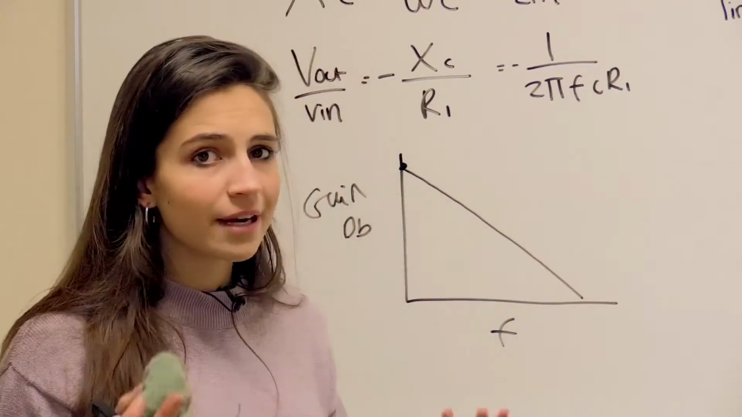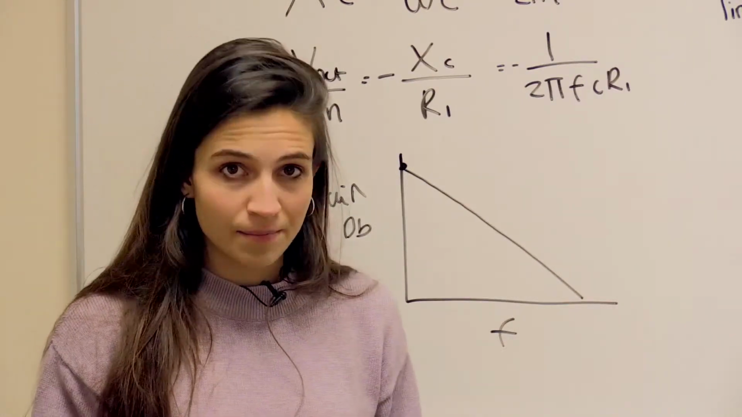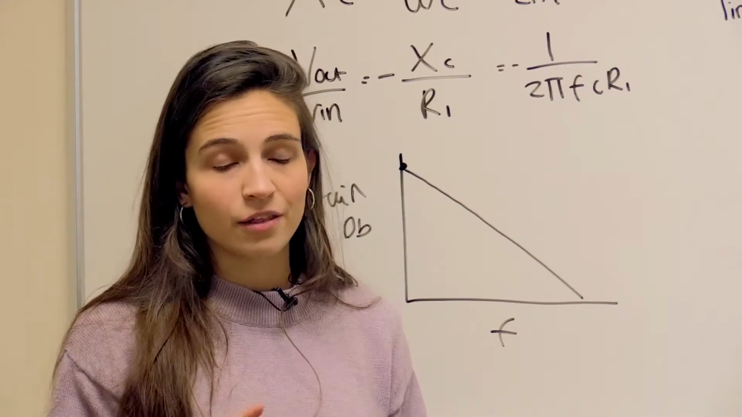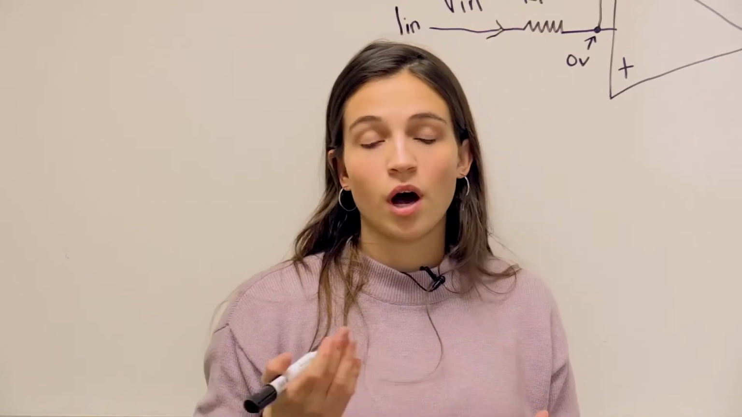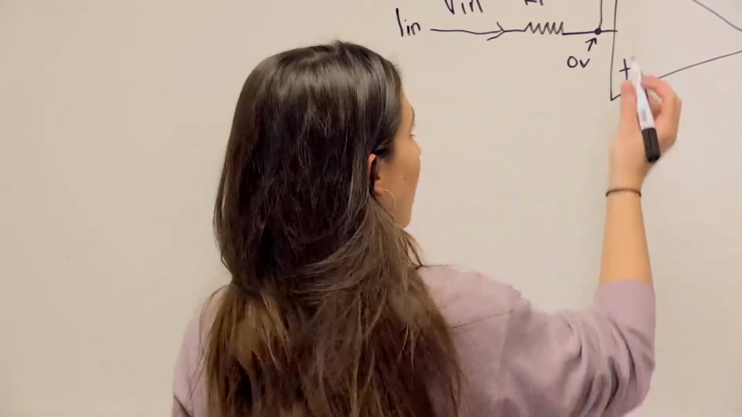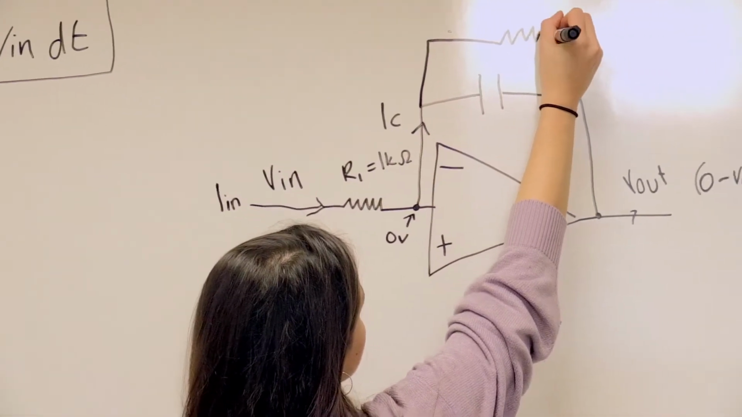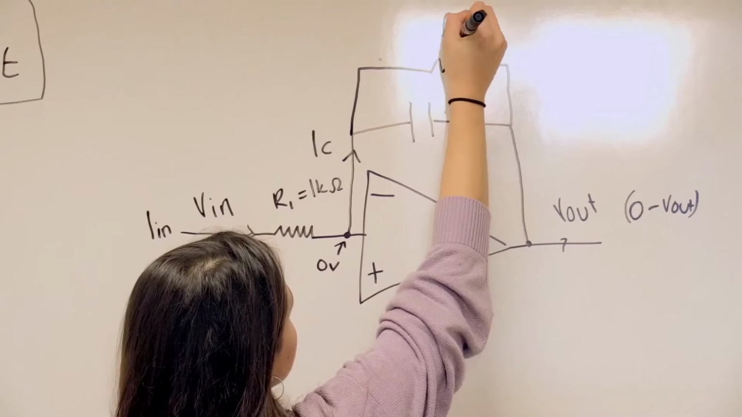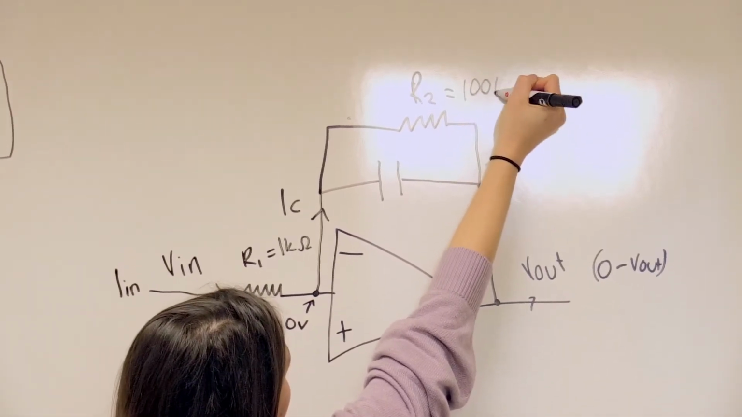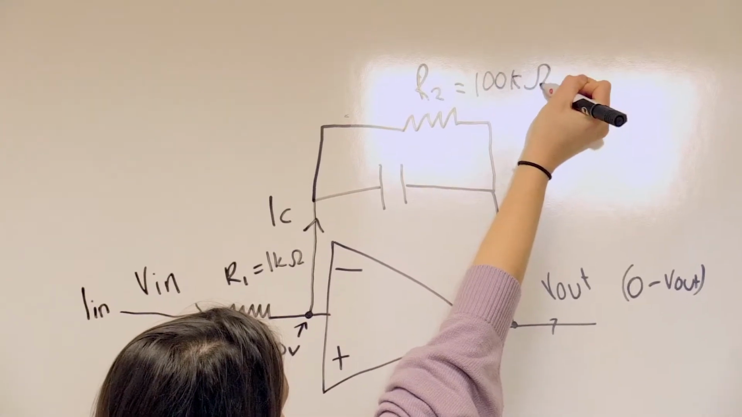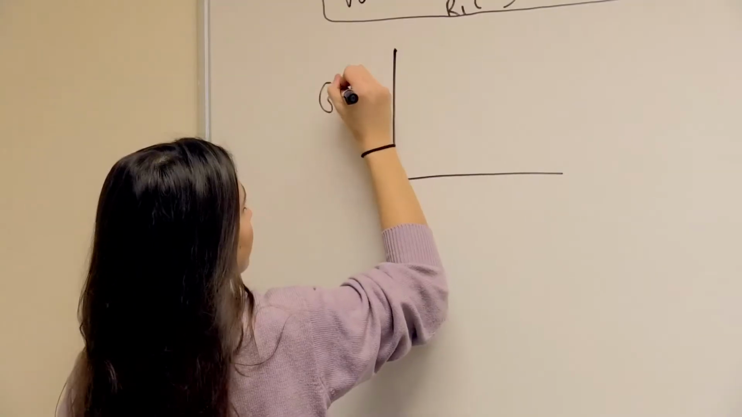So in order to get rid of that saturation, what do we do? Well, fortunately, there's a simple solution, and it's to add another resistor to our circuit. The resistor we're going to add, we're going to call R2, and we're going to put it in parallel with the capacitor. Okay, so this is R2, and it's going to have a resistance of 100 kilo ohms. So let's take another look at our gain frequency plot.